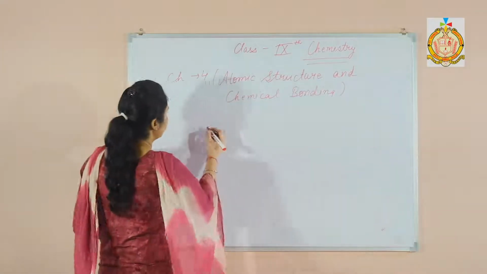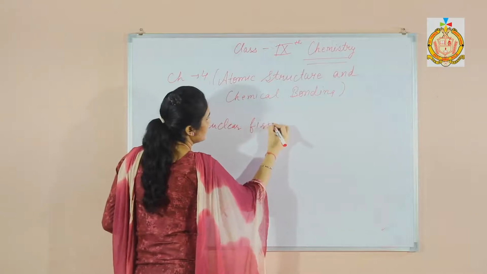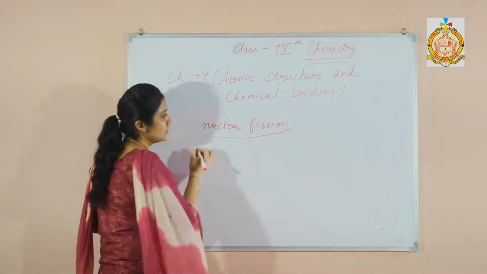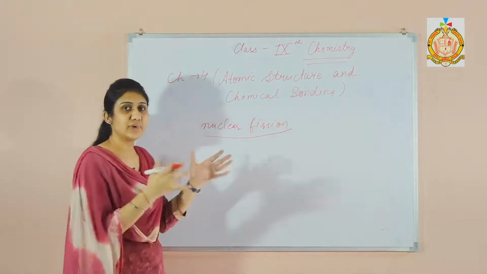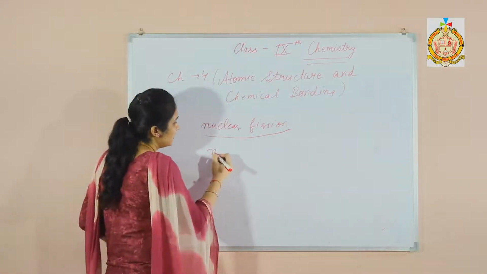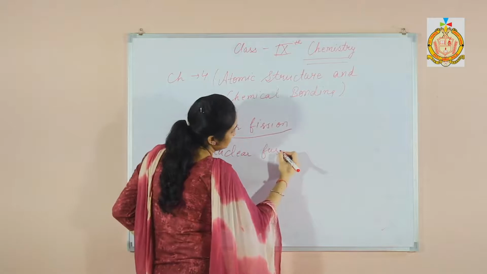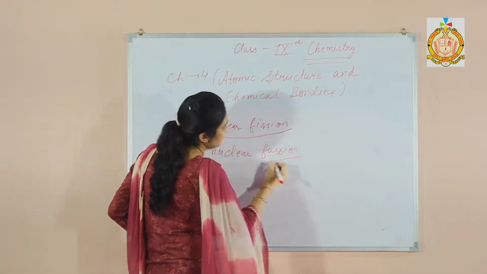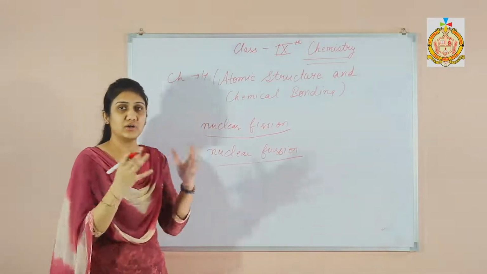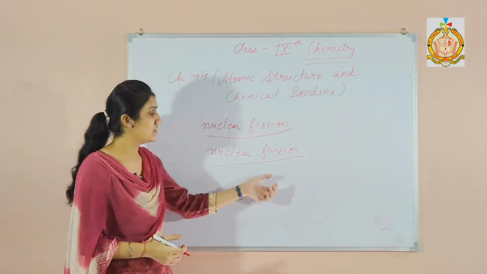Nuclear fission means breakdown. So one atom breaks into many atoms by chain reactions, that is nuclear fission, and fusion means combining. So two or more atoms combine to form a new atom or new element. That reaction is nuclear fusion.